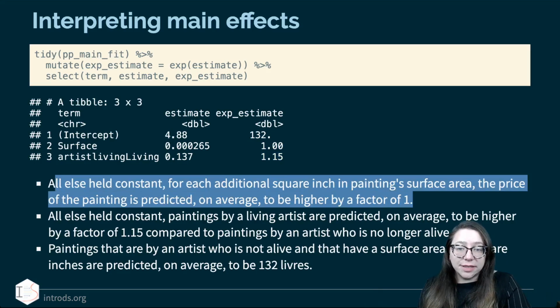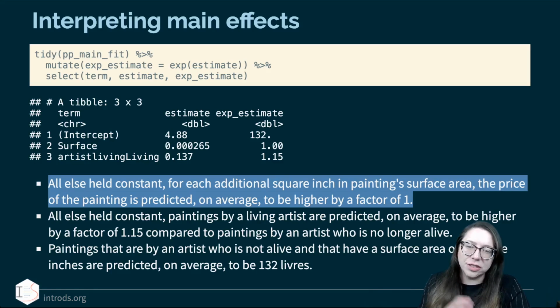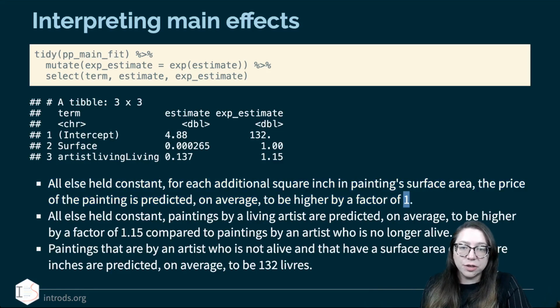All else held constant, for each additional square inch in painting surface area, the price of the painting is predicted on average to be higher by a factor of 1. What does that mean? It's basically not changing. As the surface area is increasing, we don't anticipate a whole lot of change in the price of the painting. Now, it's not exactly 1, it's just rounded to 1, so I wanted to keep the number we're using in the interpretation the same as the one here, but you can imagine it's different from 1 just a tiny bit.